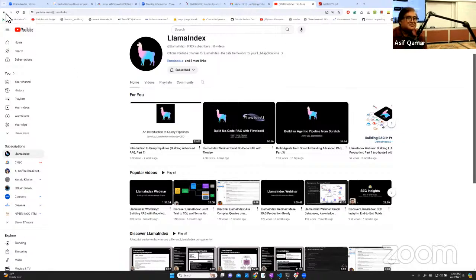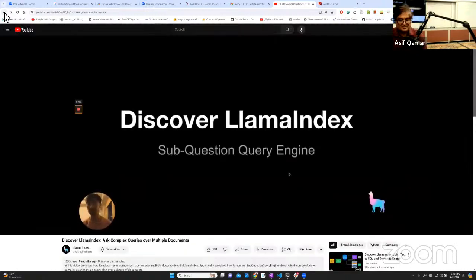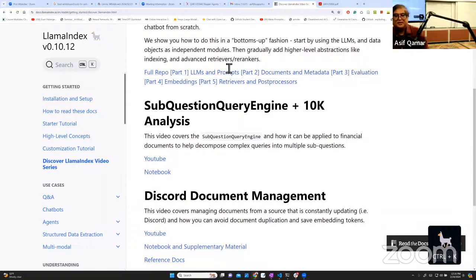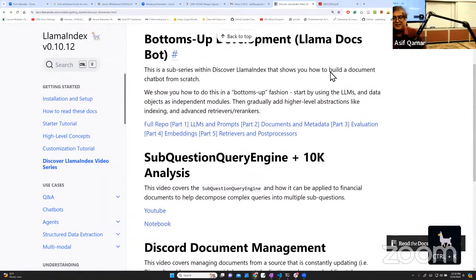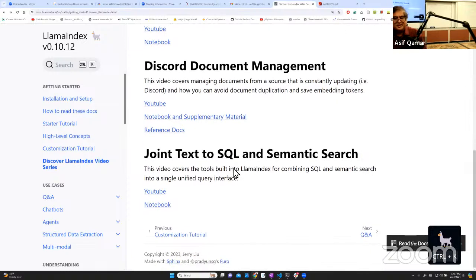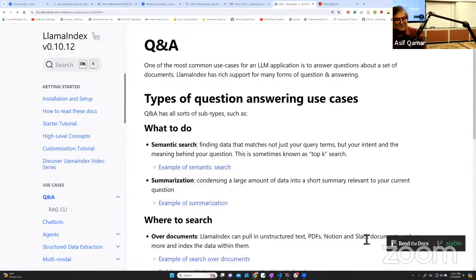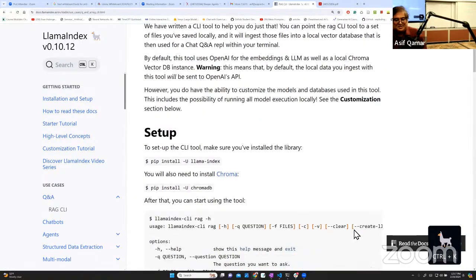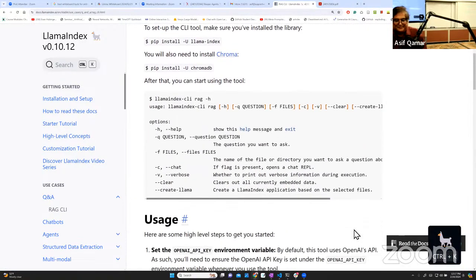So that's that. Hey everyone. And lots of documentation. Read it. There's a Discord apparently. Documents that are constantly updating via Discord, and how you can avoid document duplication and save embeddings. Lots of things. Text to SQL and semantic search, and so on and so forth. I think I have mentioned all that needs to be mentioned.